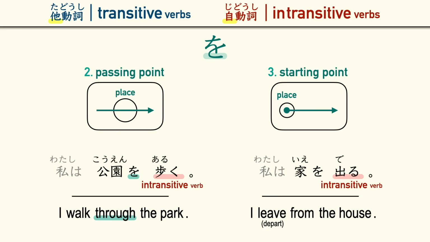家を出る means I leave from the house, or I depart from the house. This を means from. I know that in English you just say I leave the house instead of I leave from the house. But the point is, 家 is not the object, at least in Japanese. It's just the starting point. This o is interchangeable with the から particle. 家から出る means the same thing.